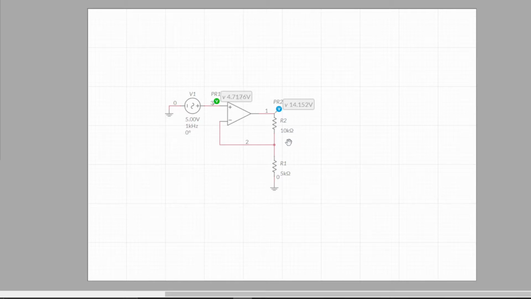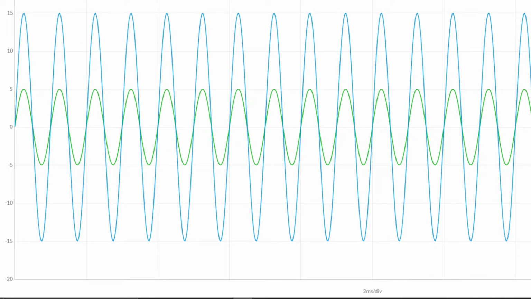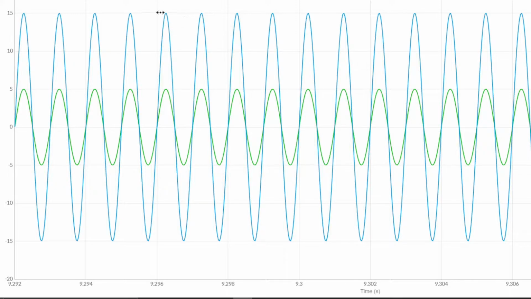So do some quick maths. We got 1 plus 10 over 5. We get 2, 1 plus 2, 3. That's our gain. And with 3 times 5 for our input, we should get 15 volts output. And I'm going to run the simulation. You see it's switching in between. We'll switch over to the graph and pause that. As you can see, we are getting a 15 volt output. So 5, negative 5, negative 15, 15.